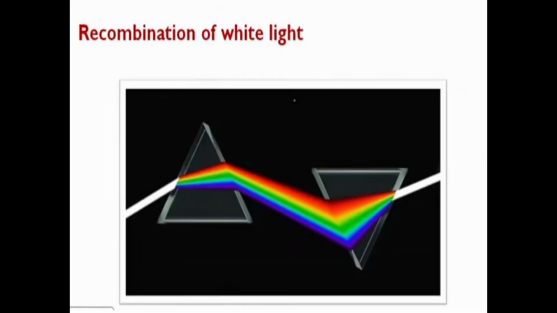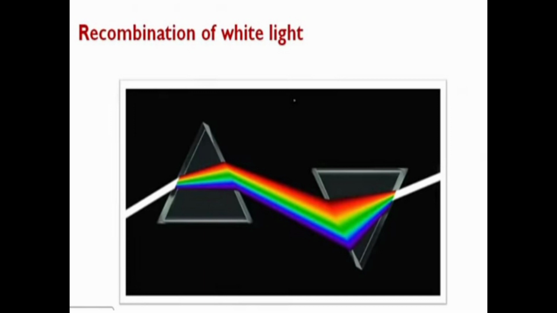Now, recombination of white light. It was first observed by Sir Isaac Newton. What did he observe? He just did an experiment. He was the first to use a glass prism to obtain the spectrum of sunlight. So what did he do?